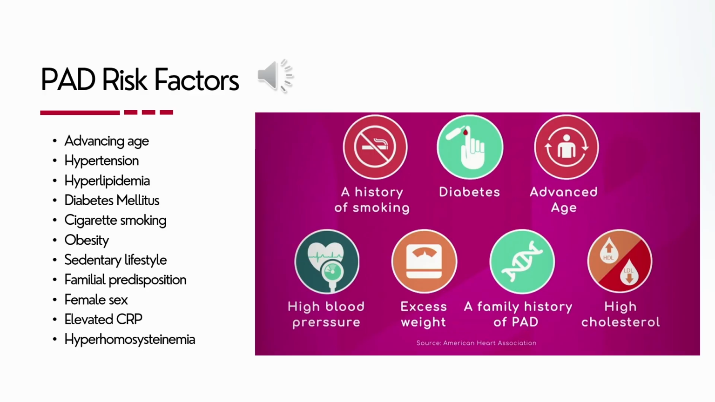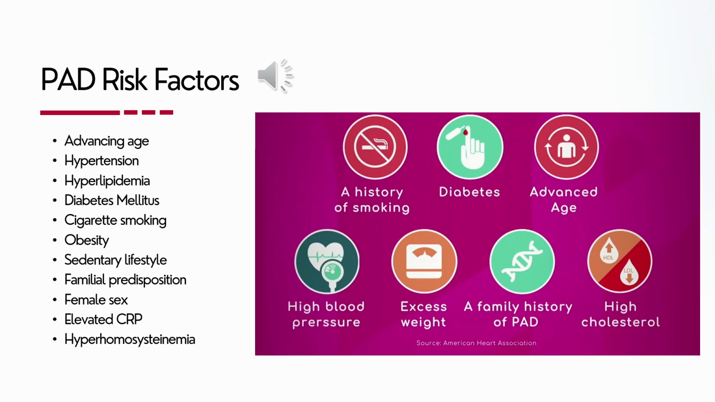Modifiable risk factors are critical targets for prevention and for management. So high blood pressure, hyperlipidemia, and diabetes mellitus all contribute to the progression of arterial plaque and narrowing. Cigarette smoking is a leading preventable cause. It exacerbates vascular damage. Lifestyle factors like obesity, a sedentary lifestyle, and having an elevated CRP or C-reactive protein level all also can further increase the risk.